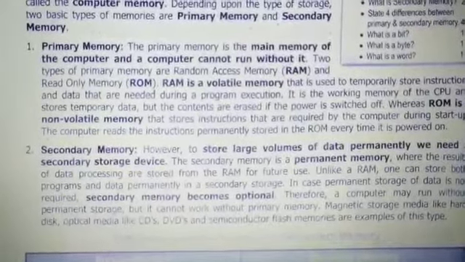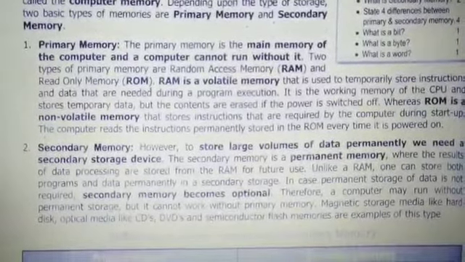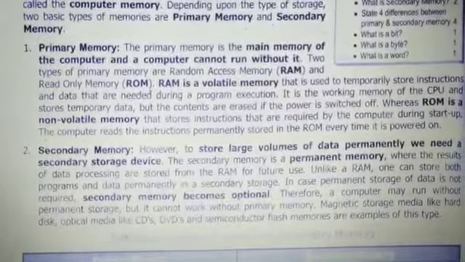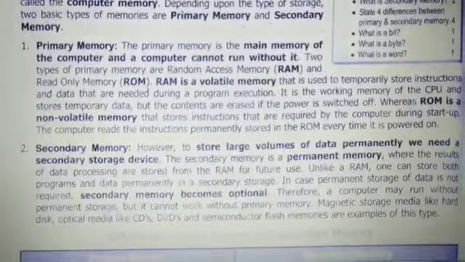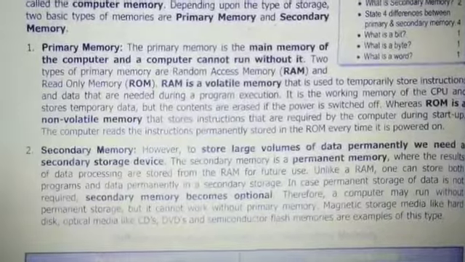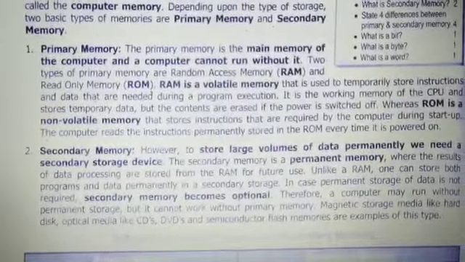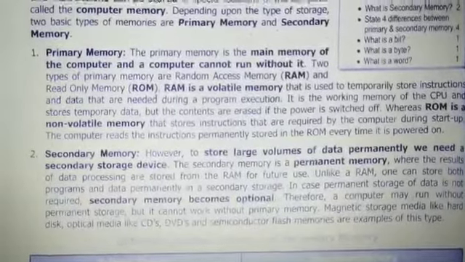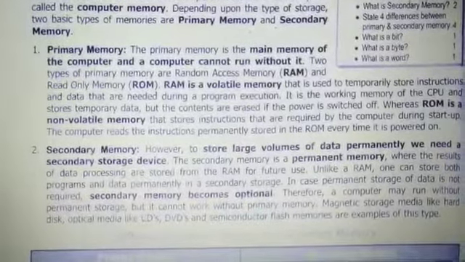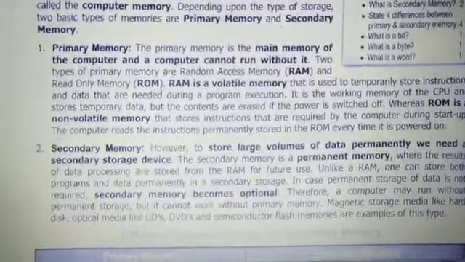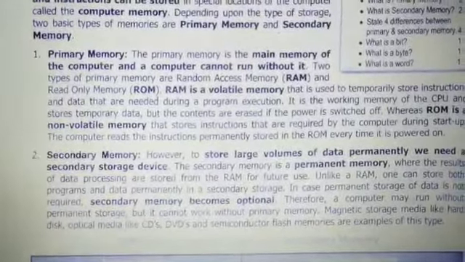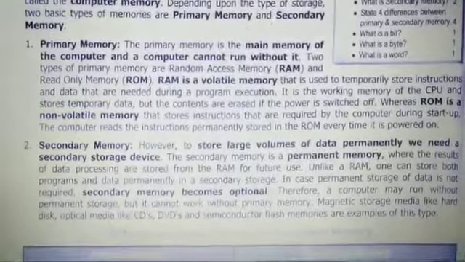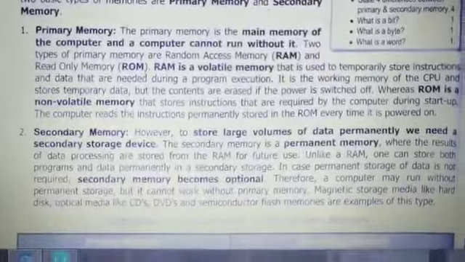In case permanent storage of data is not required, that's why secondary memory becomes the optional one. So the computer cannot run without the primary memory, but the secondary one is optional. It is needed for future purposes, not for the current data processing. That's why secondary memory is an optional one.